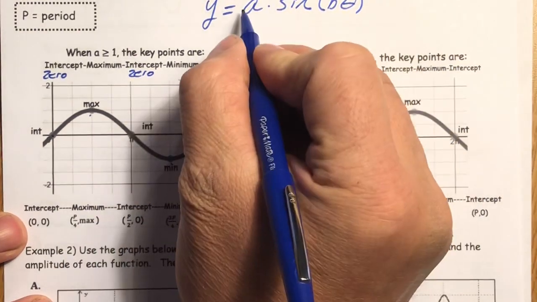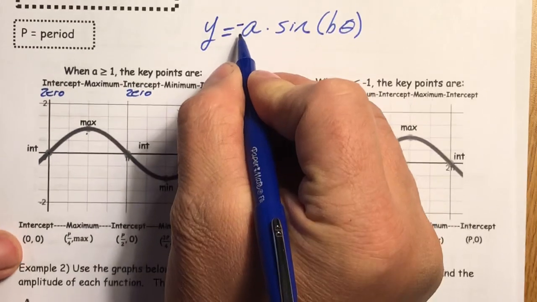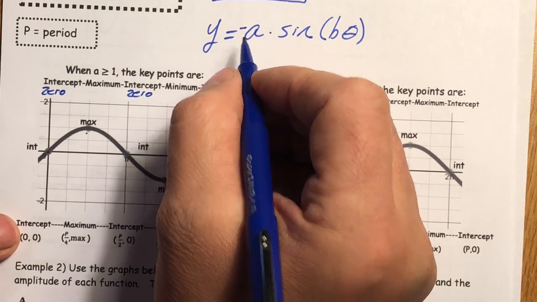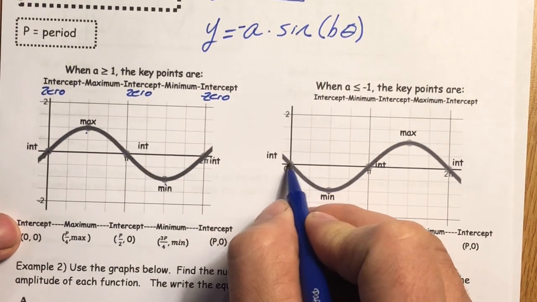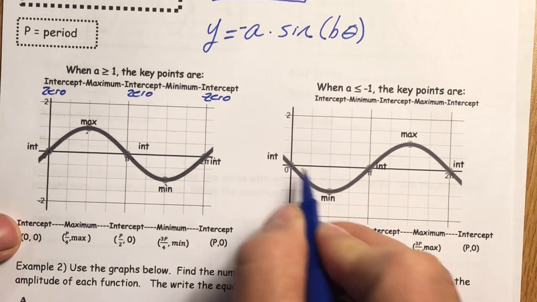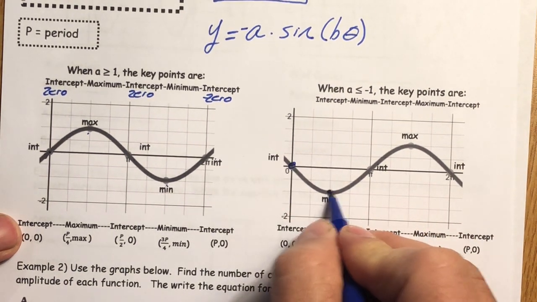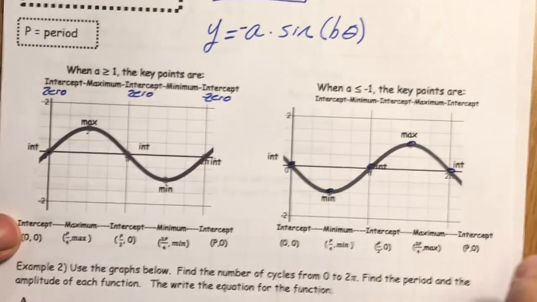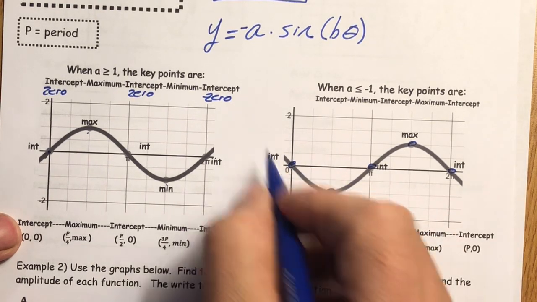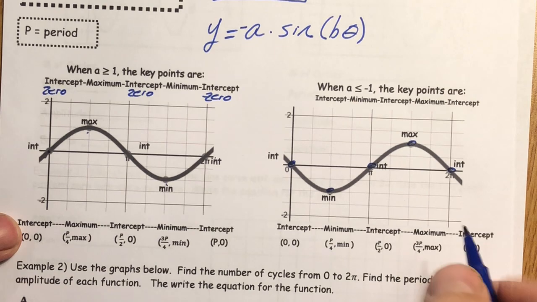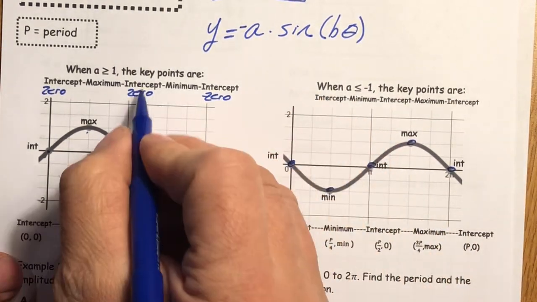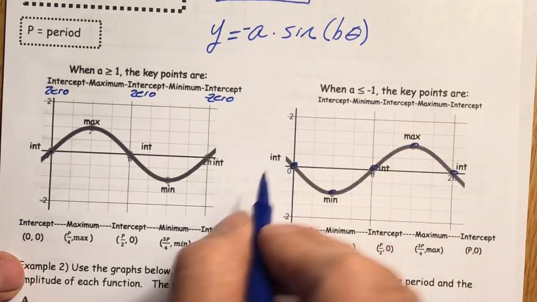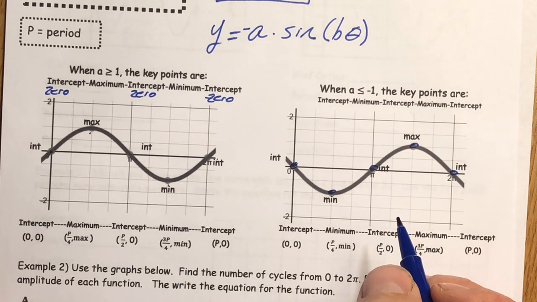Now, what happens if I plug a negative in for A? All that does, like every other function we've had, will flip the function. So instead of going up, down, and up, it goes the other way. So now we have a 0, a minimum, 0, max, 0. Still have the exact same points here, but it's reversed. Okay, see that? So this right here is when A is greater than or equal to 1, and this is when A is less than or equal to negative 1. That negative sign just flips it.